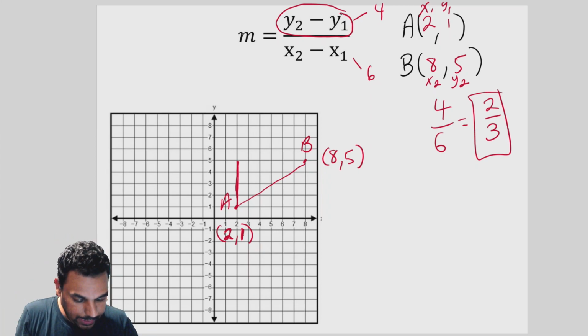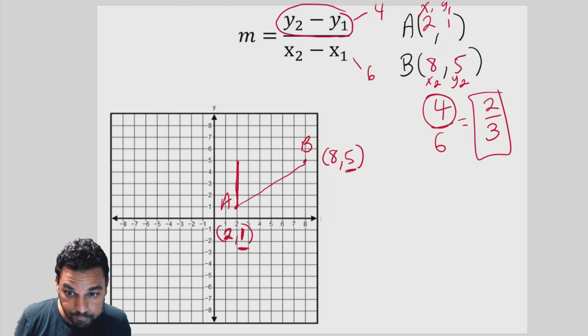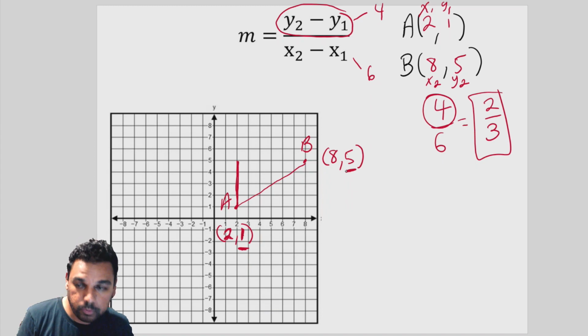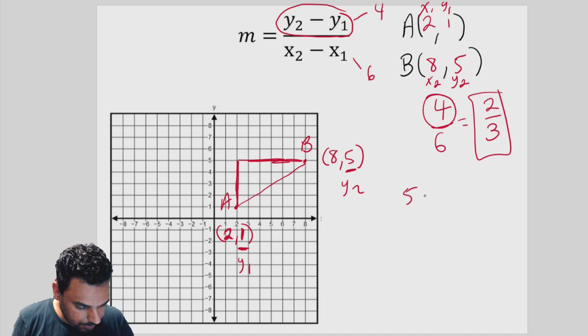How could we get that rise of 4, that number of 4, from using these numbers? Subtract them. All right, 5 minus 1, y2 minus y1, is 4. So what you're really doing is subtracting the y's. And then you're just going to do the same thing for the x's. So this is y2, that's y1. You basically subtract them, 5 minus 1, y2 minus y1, over.